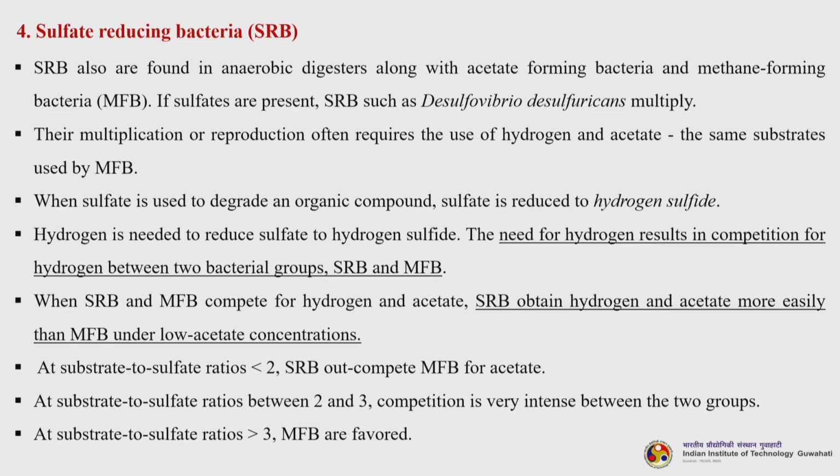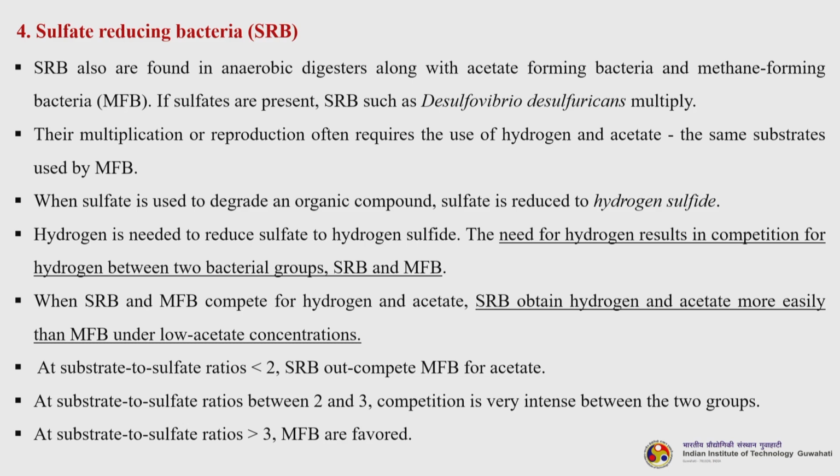SRB are also found in anaerobic digesters along with acetate forming bacteria and methane forming bacteria. If sulfates are present, then SRB such as Desulfovibrio desulfuricans multiply. So, this is one type of sulfate reducing bacteria. Their multiplication or reproduction often requires the use of hydrogen and acetate, the same substrates used by the methane forming bacteria or methanogens. When sulfate is used to degrade an organic compound, sulfate is reduced to hydrogen sulfide. Hydrogen is needed to reduce sulfate to hydrogen sulfide. The need for hydrogen results in competition for hydrogen between two bacterial groups, SRB and MFB.